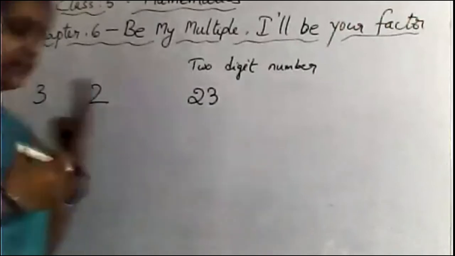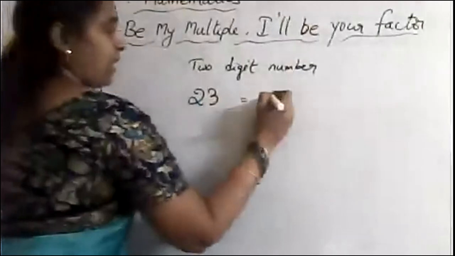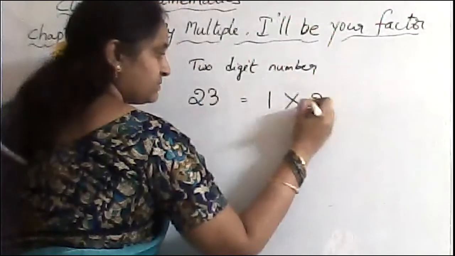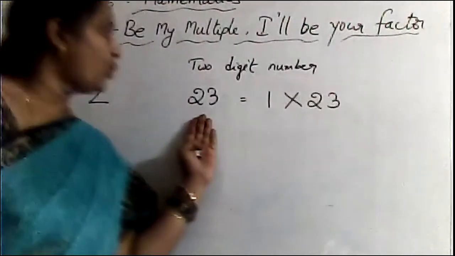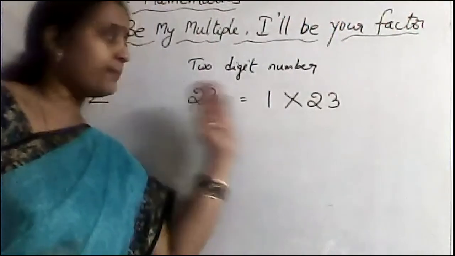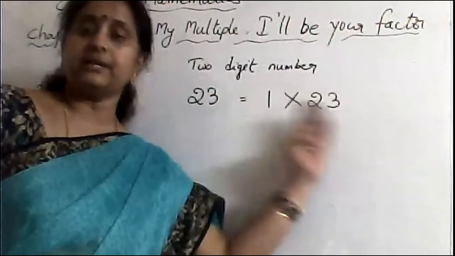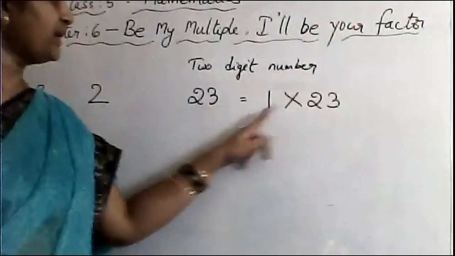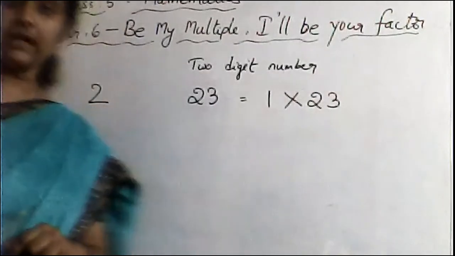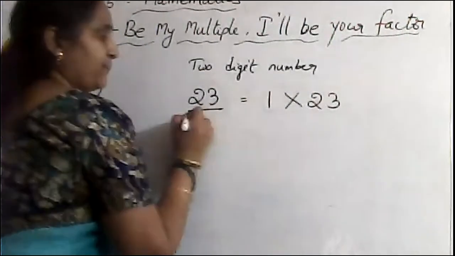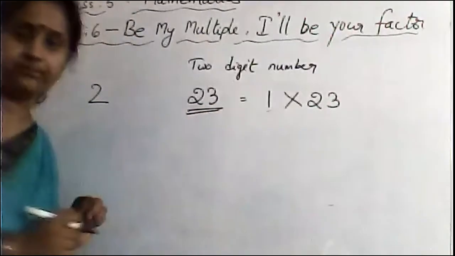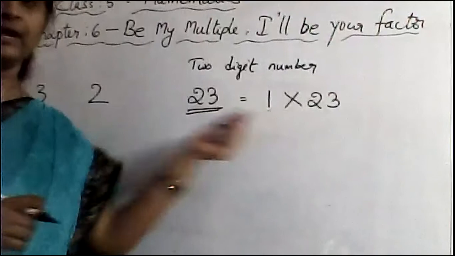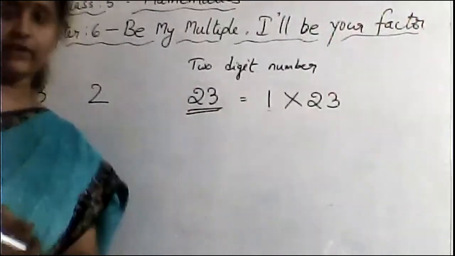Now 23. Is any number divisible into 23 here? I cannot write 23 as divisible by any number. We know that 23 is not divisible by any number, so it is a prime number. Only 1 and the number itself we have. So 1 into 23 I can write. So 23 is a multiple of 1 and 23, only.